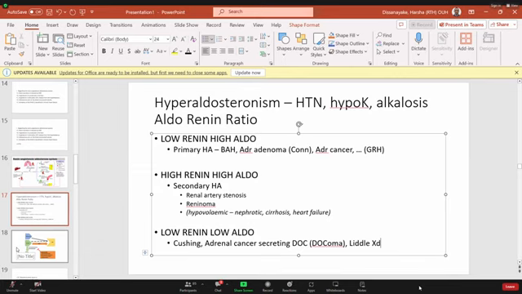And these effects of high blood pressure, low potassium and all that will feed back on the RAM and suppress the RAM or RAS system. So they will have low renin, low aldo, but they will also have the hyperaldo phenotype. Okay. Good.